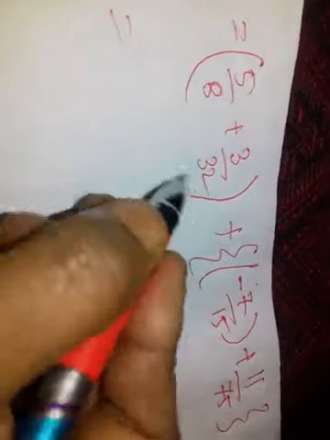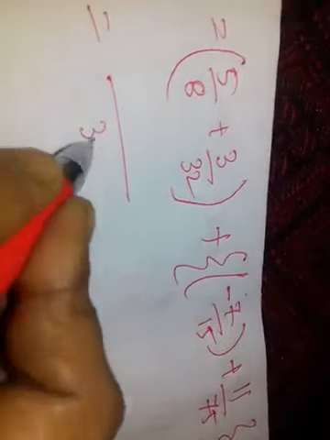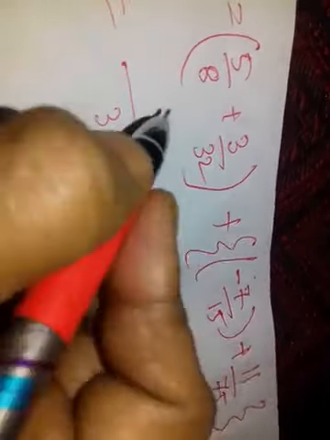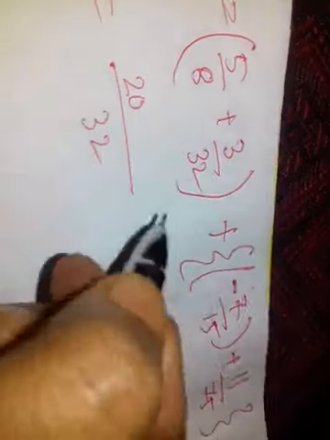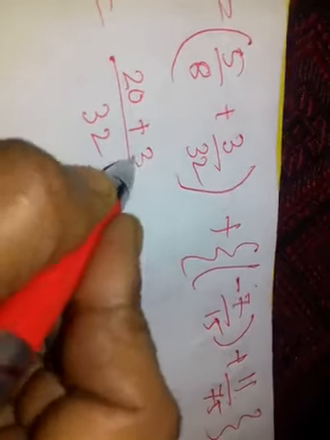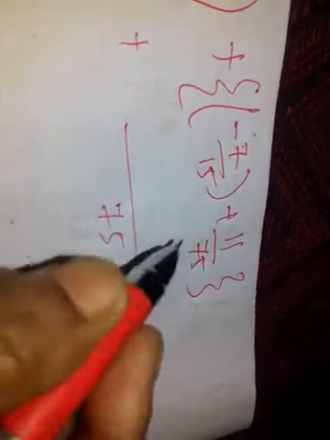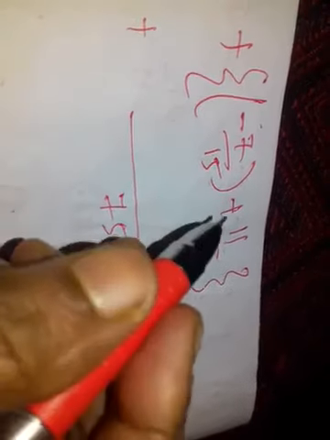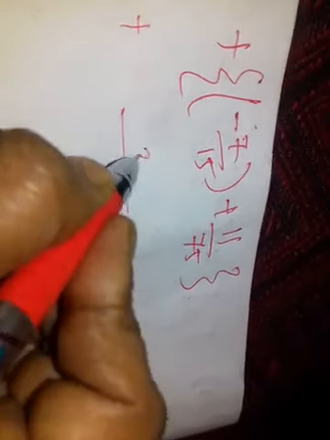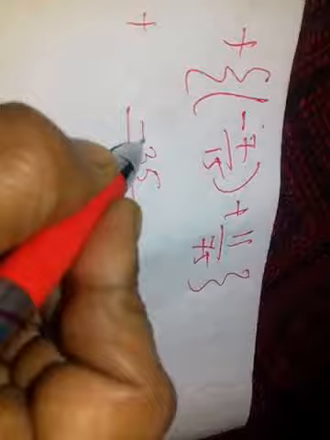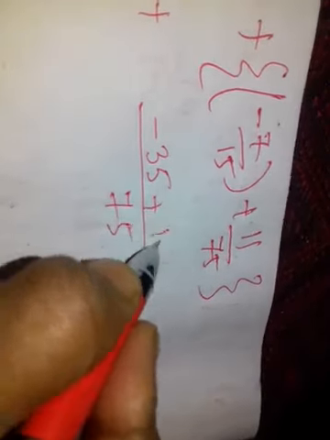Minus 7 by 15 plus 11 by 75, 5 by 8 plus 3 by 32. Now 8 and 32, what is the LCM? 32. 4 8s are 32, 4 5s are 20, plus 3, that is 23 by 32. And for 15 and 75, 75 is the LCM. 5 15s are 75, 5 7s are 35, minus 35 plus 11.